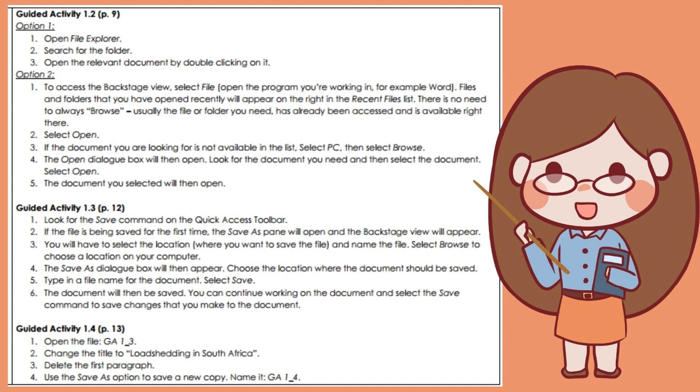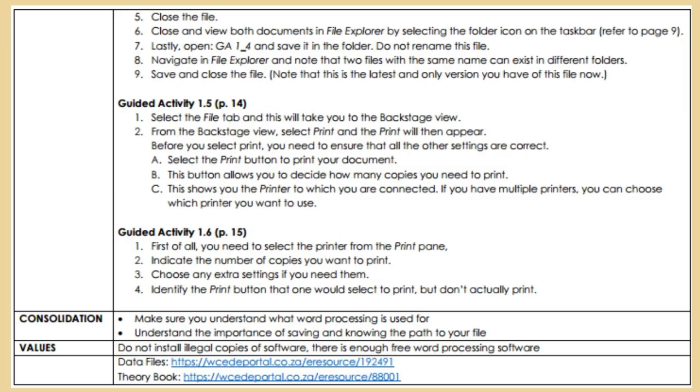Guided Activity 1.4, p13. 1. Open the file, GA1_3. 2. Change the title to Load Shedding in South Africa. 3. Delete the first paragraph. 4. Use the Save As option to save a new copy. Name it GA1_4. 5. Close the file.